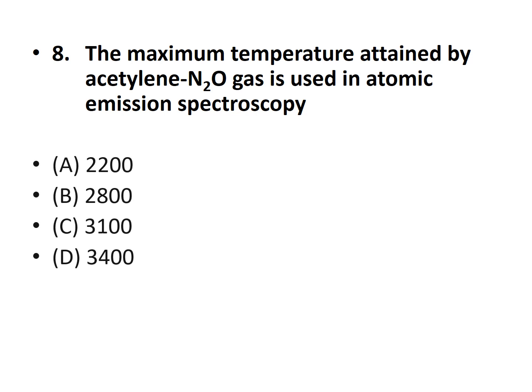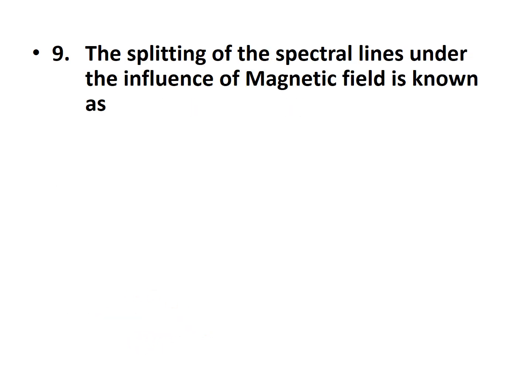So let's see the options. A is 2200 degrees centigrade, B is 2800 degrees centigrade, C is 3100 and D is 3400. And the right option is B, meaning a maximum of 2800 degrees centigrade temperature can be obtained by this flame.